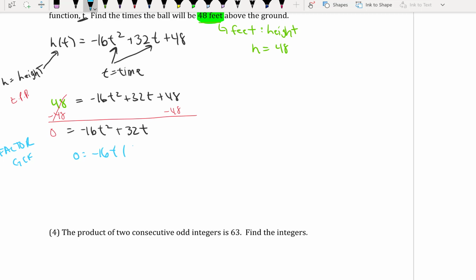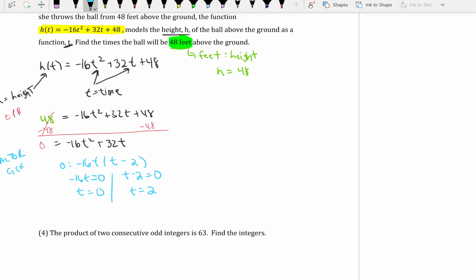So I'm going to have a t, and 32 divided by a negative 16 would give me a negative 2. So now I have negative 16t is equal to 0, and I have that t minus 2 is equal to 0. So here, 0 divided by anything would just be 0. And to get the t by itself, I add 2 to both sides. So I get t is equal to 2.